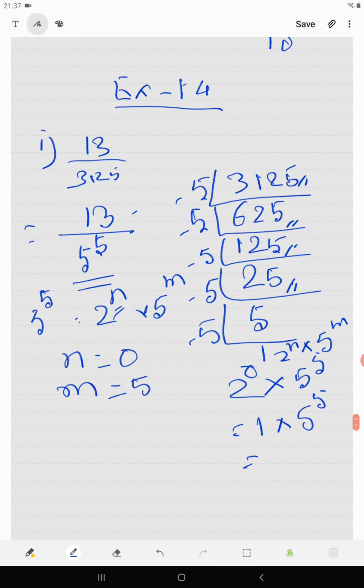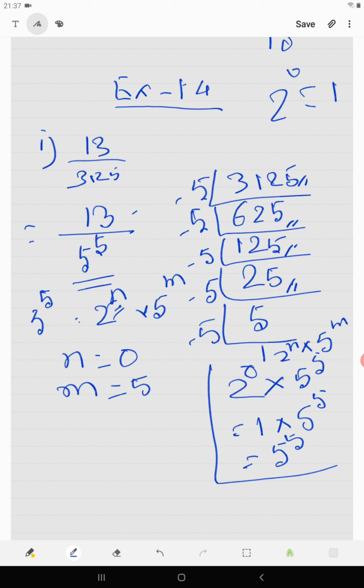So anything to the power 0, the thumb rule is anything to the power 0 is 1. Remember that. Okay. So 1 into 5 to the... So any number multiplied with 1 is the same number. So it gave me 5 to the power. So that is why I took n as 0. So don't get confused. N, if nothing is there, that means the power is 0. The n is 0 over here.